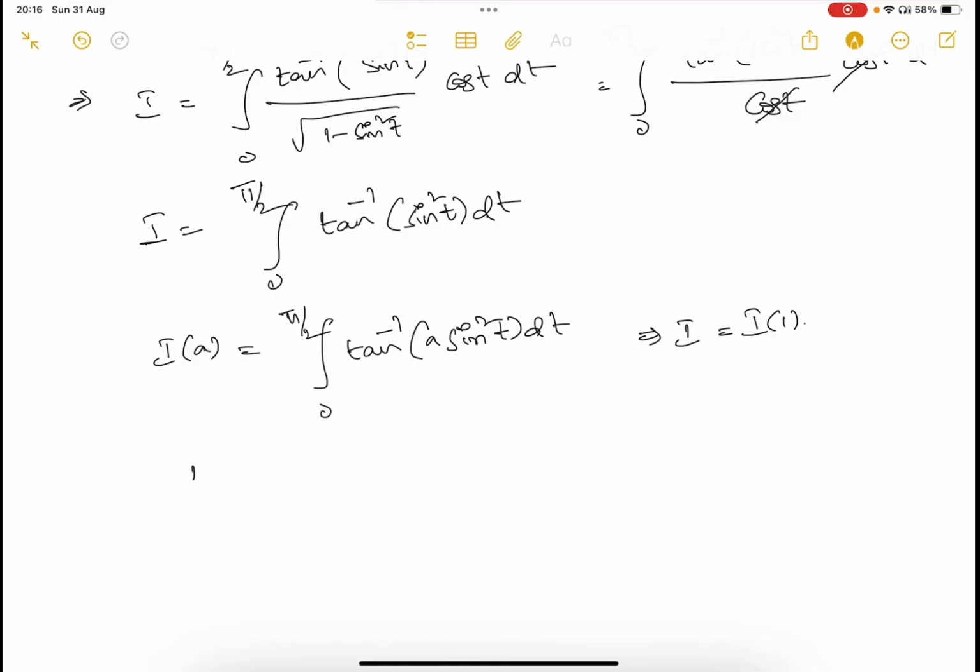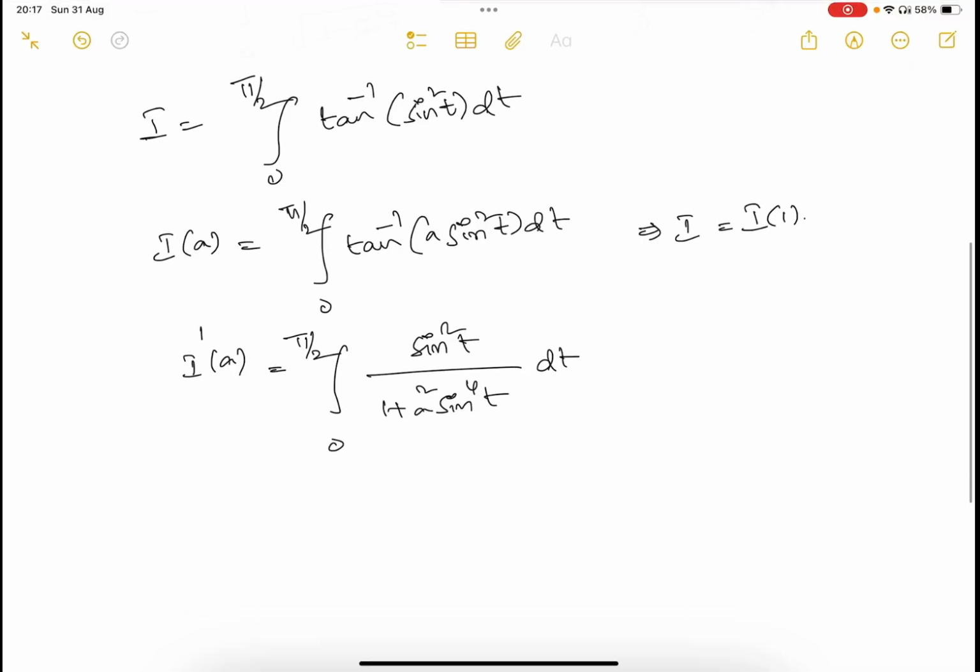If we differentiate I of a with respect to a, then this will be integral 0 to pi by 2. The derivative of tan inverse x is 1 by 1 plus x square, right? This will be 1 by 1 plus a square sin power 4 t, because we are differentiating with respect to a, sin square t will be constant. Then this will be dt, right?